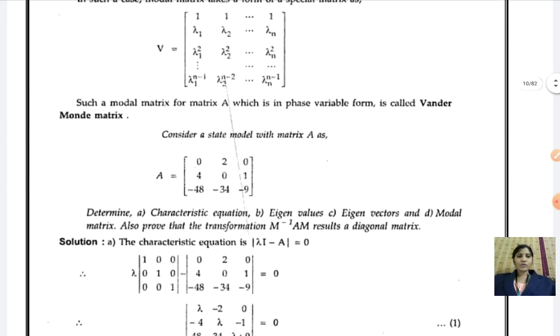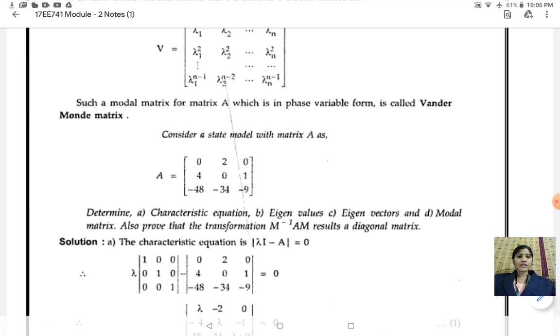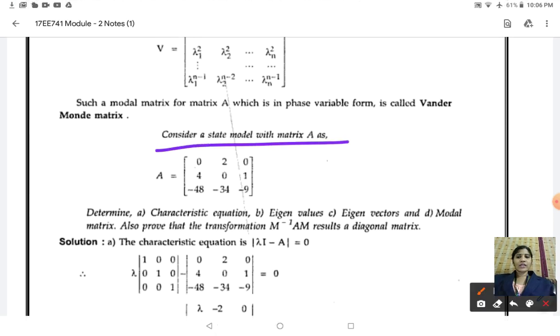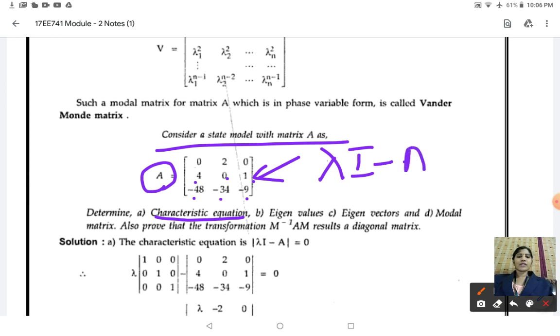Now based on that we will be solving some problems. So consider this problem, take down this problem. Consider a state model with the matrix A. The matrix A given is [0, 2, 0; 4, 0, 1; -48, -34, -9]. For this particular matrix, you need to identify the characteristic equation. So the characteristic equation is |λI - A| = 0.